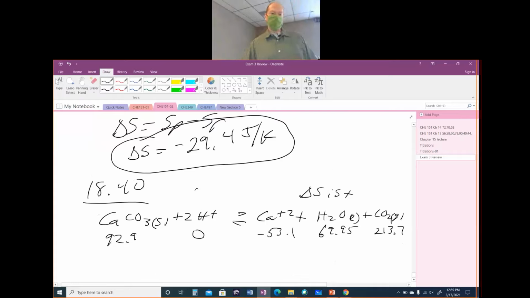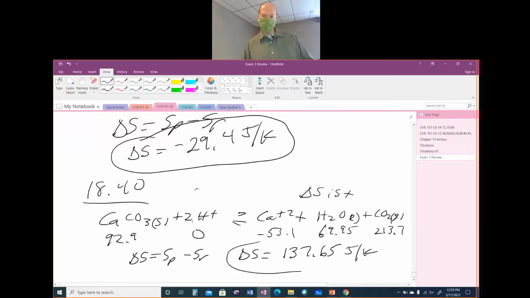All right, so you find your delta S, products minus reactants, and you got 1 times that, 1 times that, 1 times that, 1 times that, 2 times 0 is still 0. All right, so when you push the buttons, you do get a positive number. Your delta S is a positive 137.65 joules per Kelvin.